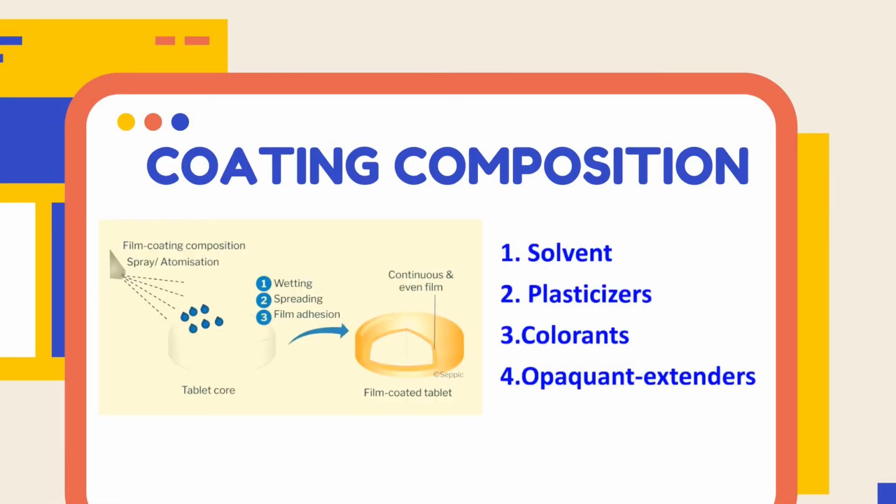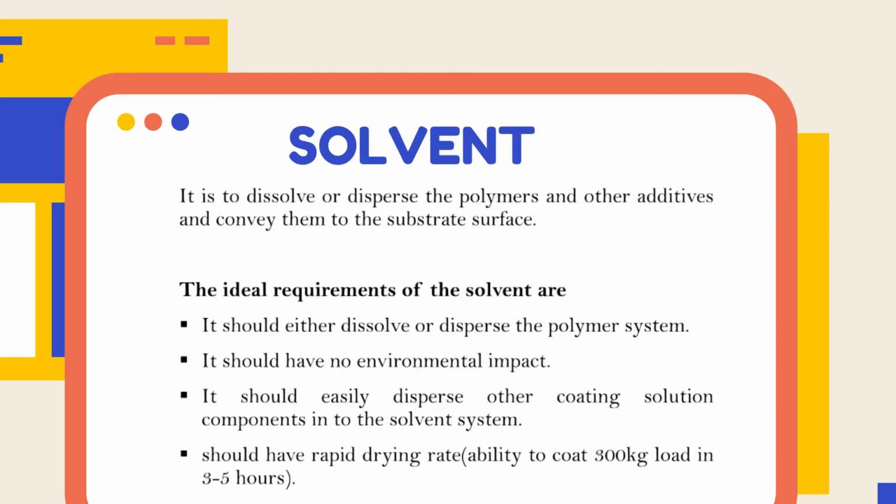Coating composition includes a mixture whose major component is your solvent system, which gets dried, leaving behind your layer. Apart from that, other substances include your plasticizer, which provides elasticity to that coating; colorants, so that the elegance is improved; and opacant extenders, so the color is able to spread faster. Opacant extenders are again very important as a part of your coating composition.